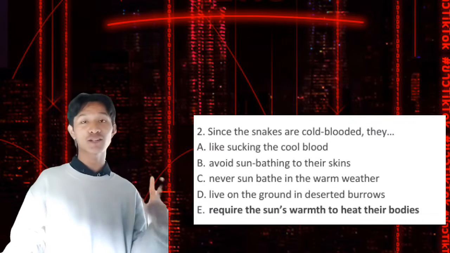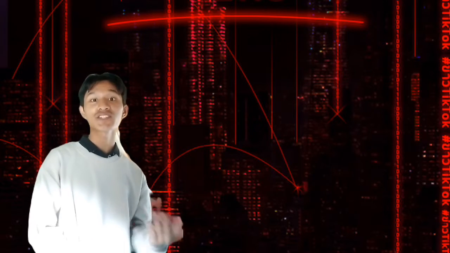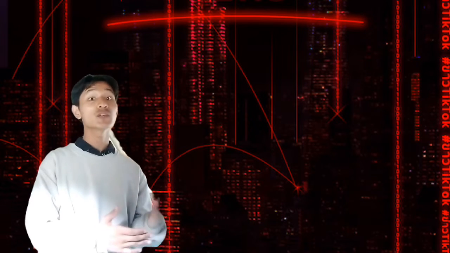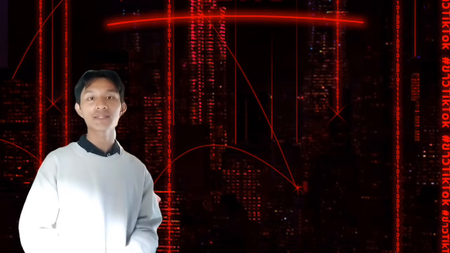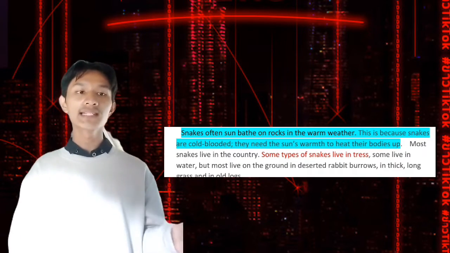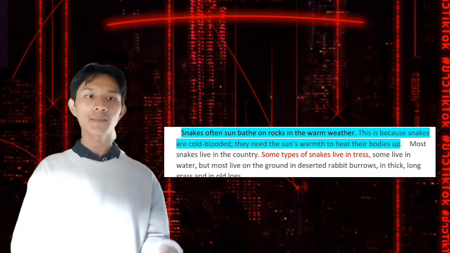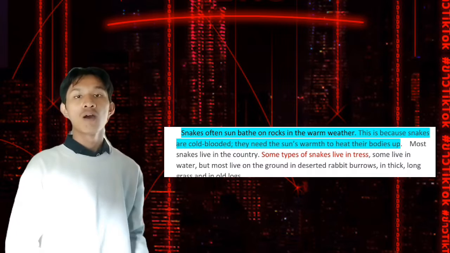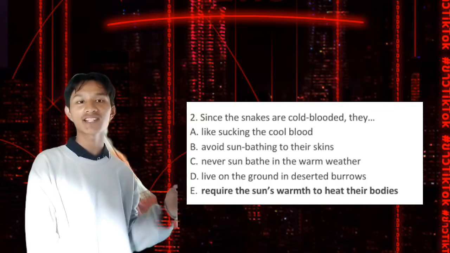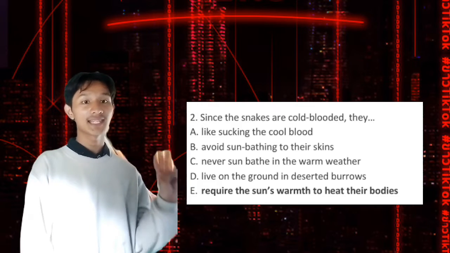Since snakes are cold-blooded, they ... In the second question, we can use the skimming skill to find the correct answer. We can read the third paragraph, which is about snakes sunbathing on rocks in warm weather. This is because snakes are cold-blooded. They need the sun's warmth to heat their bodies up. From the text, we can find that the correct answer is that they need the sun's warmth to heat their bodies. So the correct answer is E.